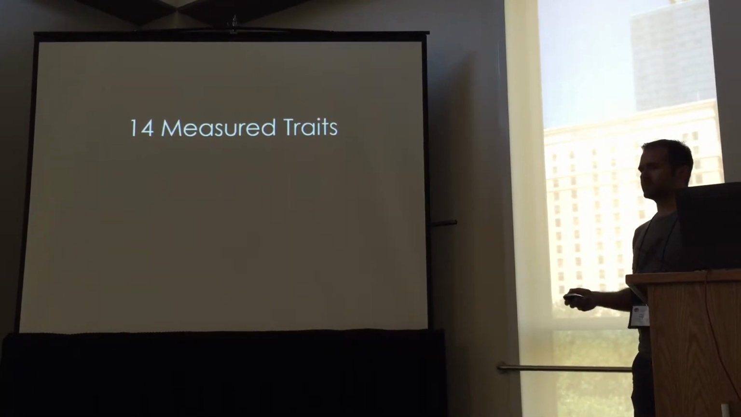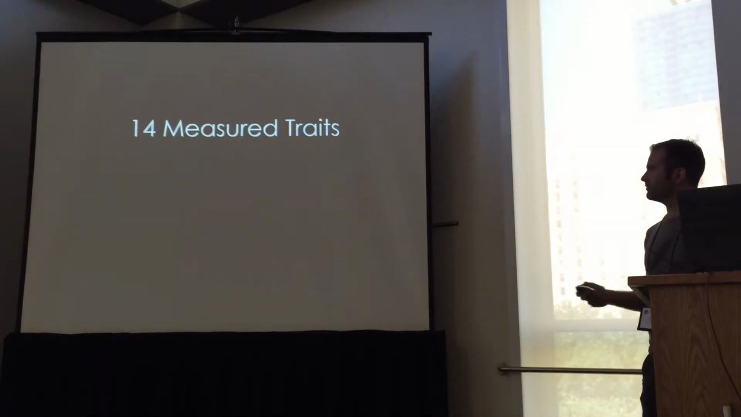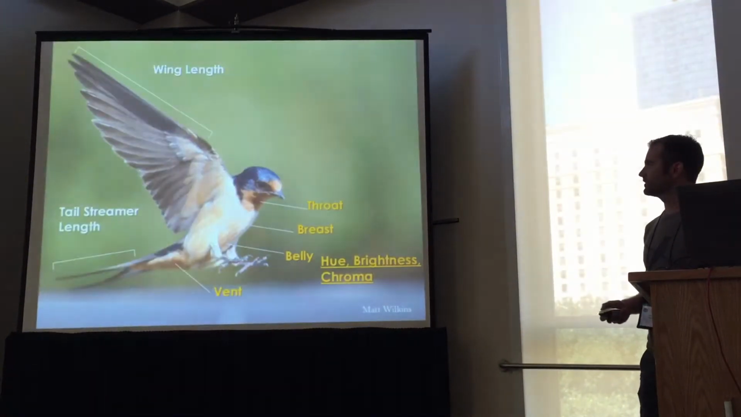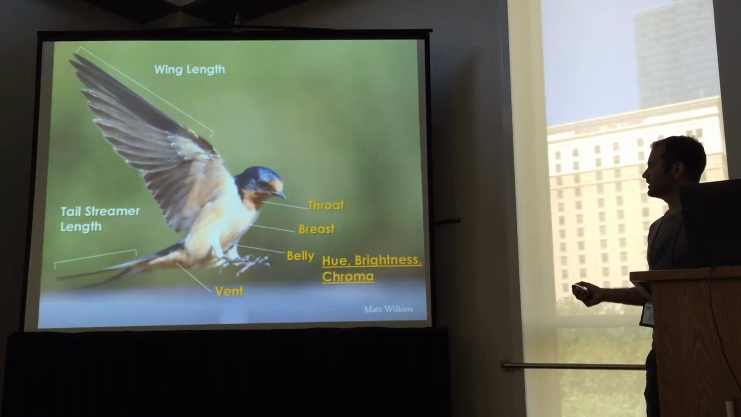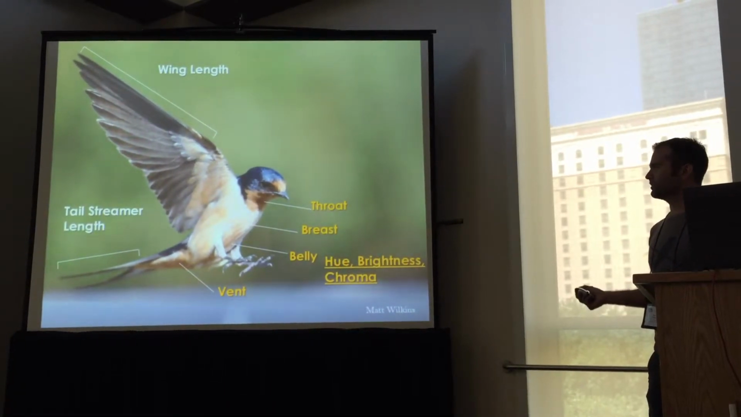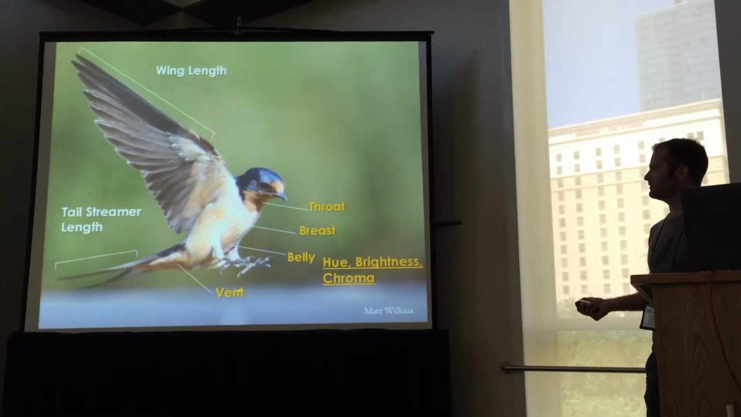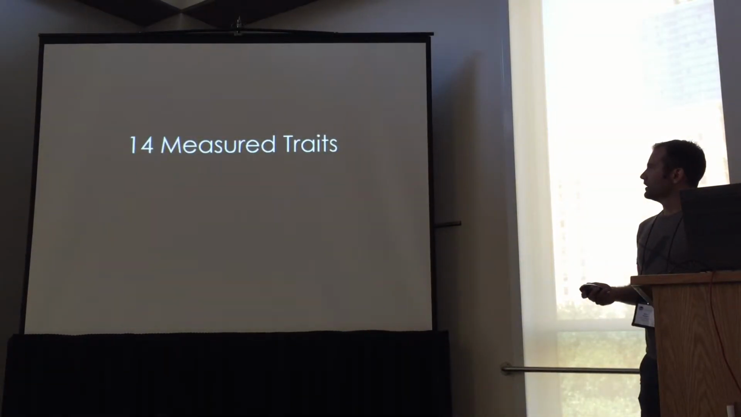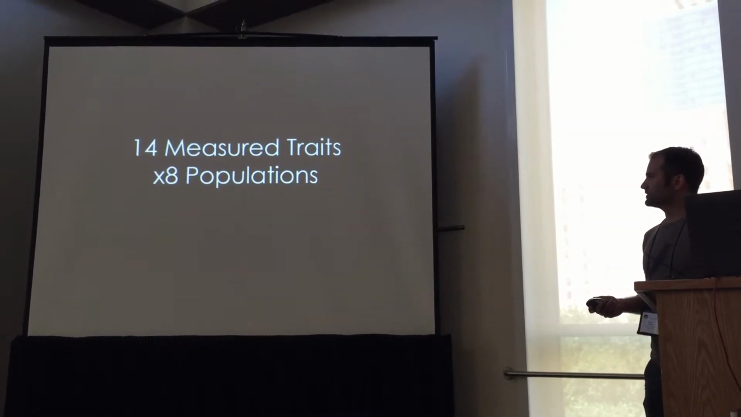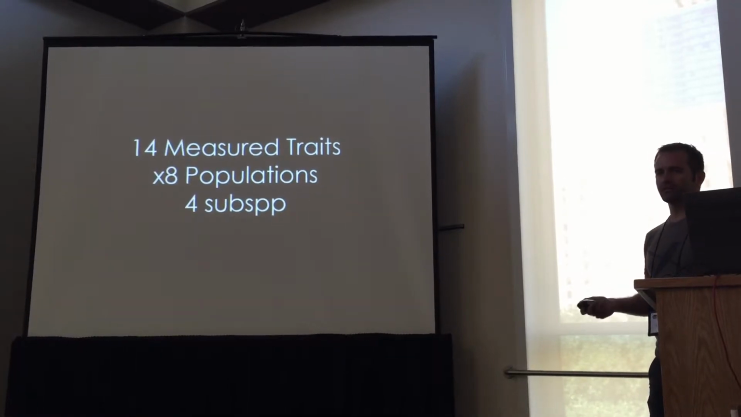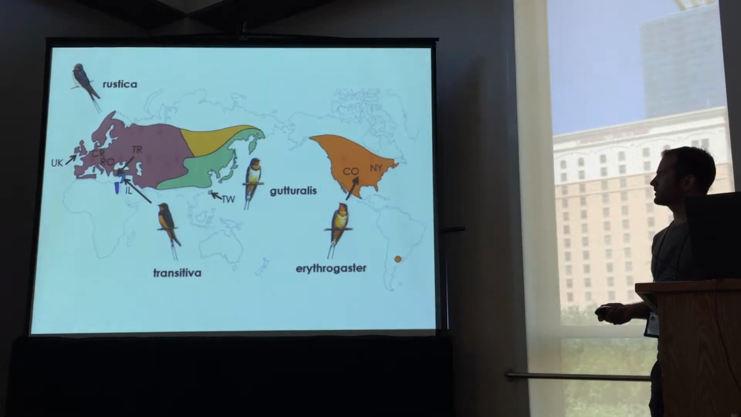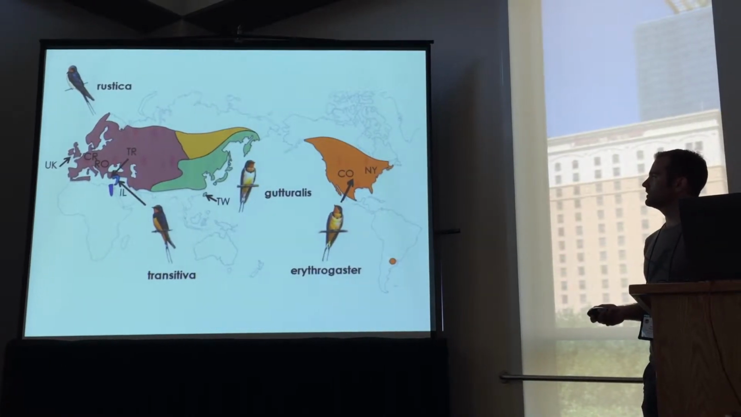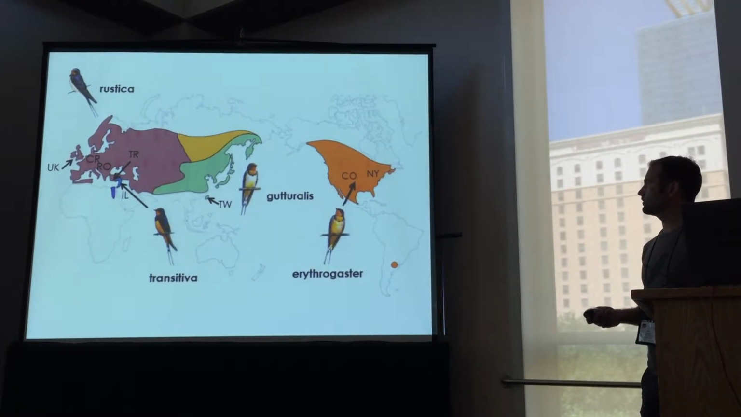So to look at this, we looked at 14 different phenotypic measures. So we looked at morphological traits, wing length, and tail streamer length, and then hue, brightness, and chroma for throat, breast, belly, and vent. And we looked at 8 populations within 4 subspecies out of the 6 that have currently been described. So we looked in the UK, the Czech Republic, Romania, Turkey, Israel, Taiwan, Colorado, and New York.